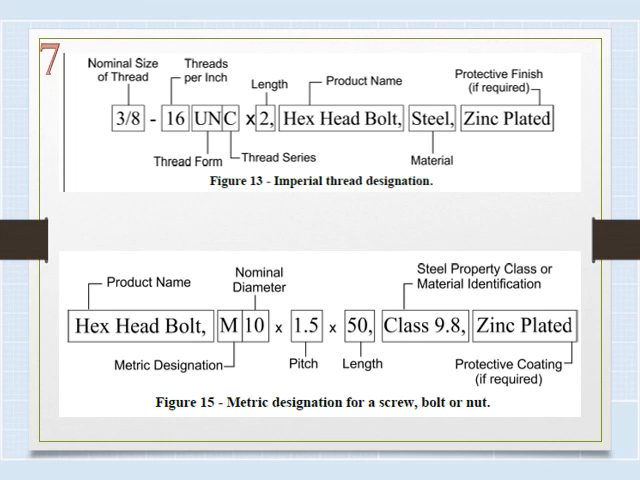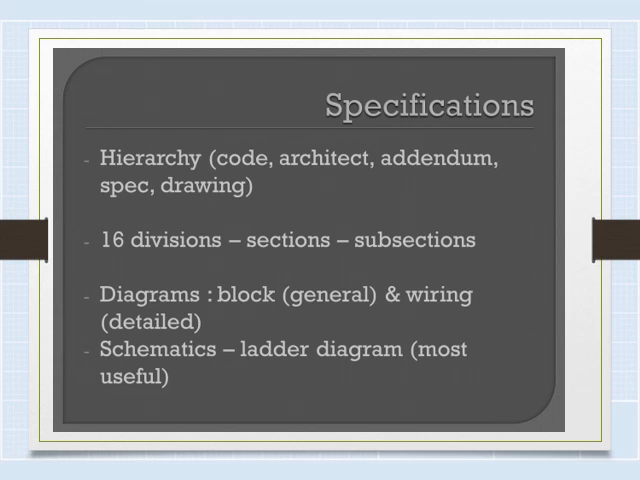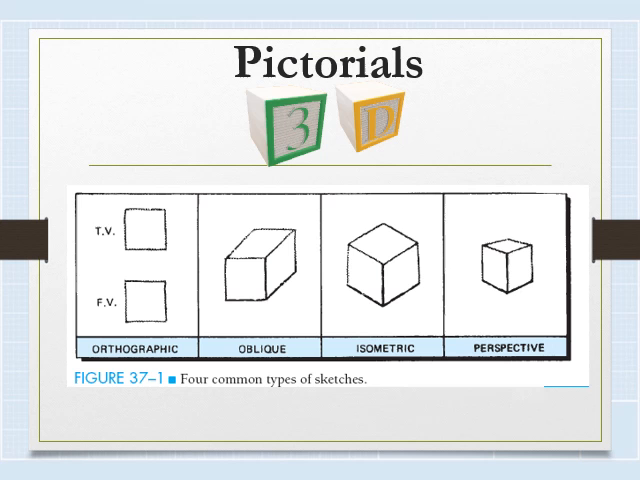Lesson number 7 was sketching and specifications. In lesson 7 we looked at thread callouts. So we had imperial thread callouts and metric thread callouts. The second part in lesson 7, we looked at pictorial drawings.